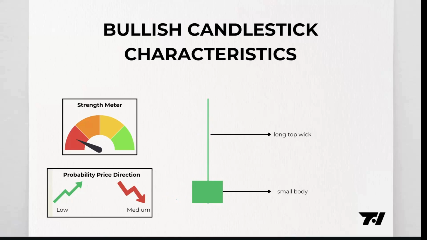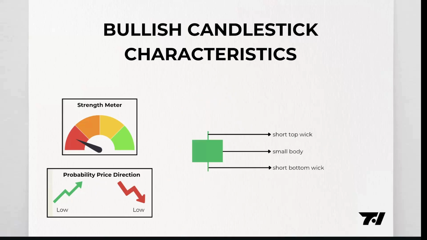So if you see this, generally the probability of price direction to move higher is quite low. In fact, the opposite is quite true. The probability of price wanting to continue lower is very probable because of the way the candle is forming.